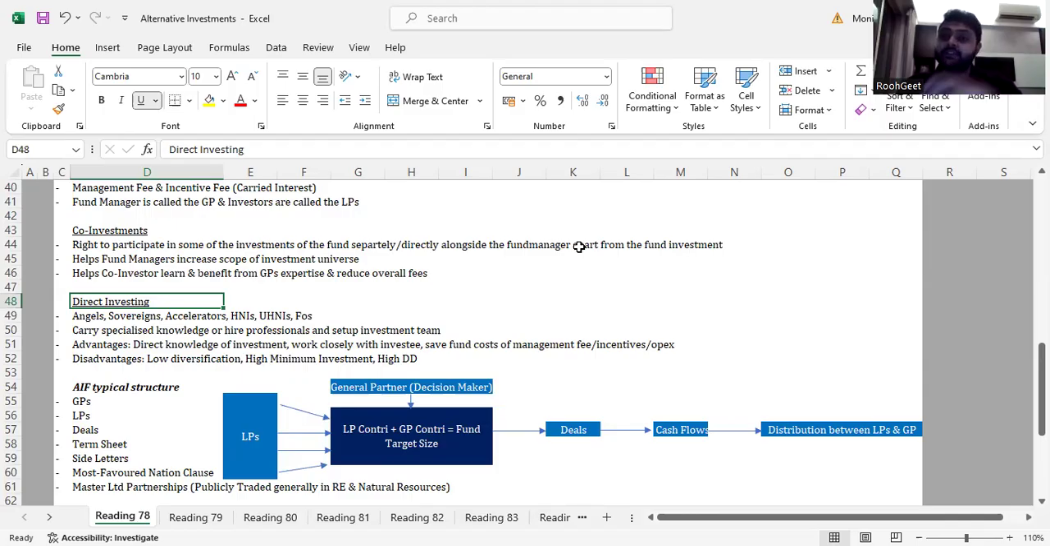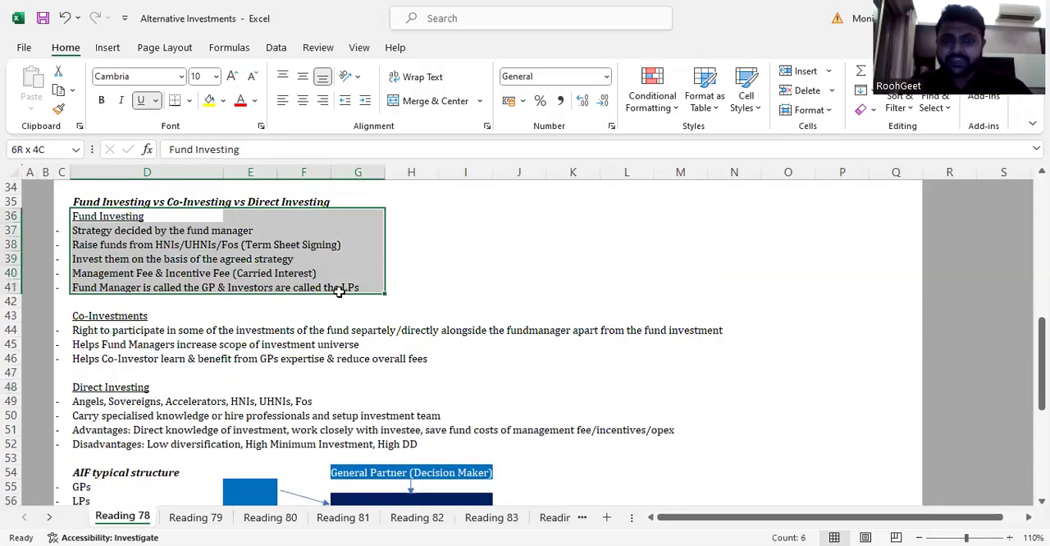When we say fund, within a fund there will be 10 deals. Diversified deals, so risk will be a little low. Here, risk will be high. Disadvantages are low diversification, high minimum investment, and high due diligence required. No one is going to do the due diligence on your behalf. You yourself have to take the risk and carry it out.